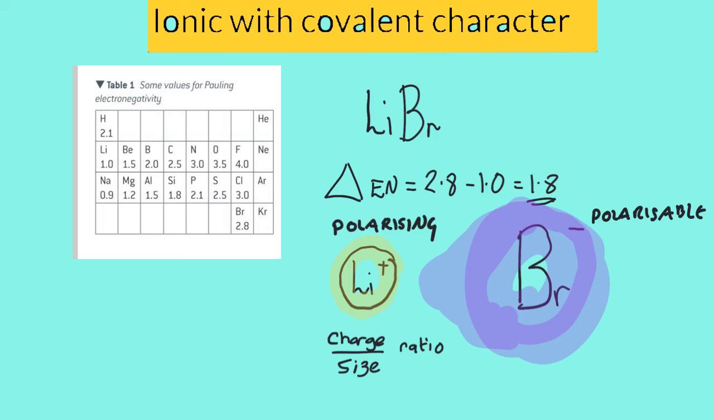And if we look at the difference in electronegativity between lithium and bromine, you can see that it's less than 1.9. So even though we have a metal bonding with a non-metal, we have a relatively small difference in electronegativity for an ionic compound, and we therefore say that lithium bromide is ionic with covalent character.